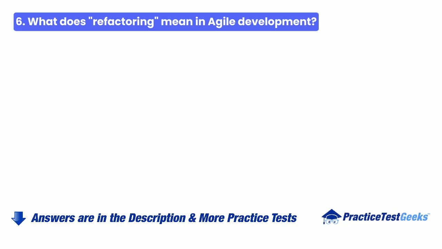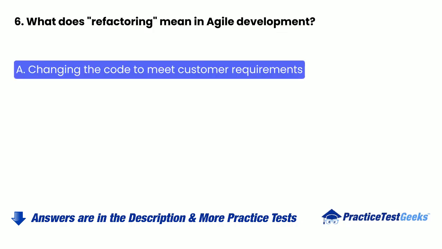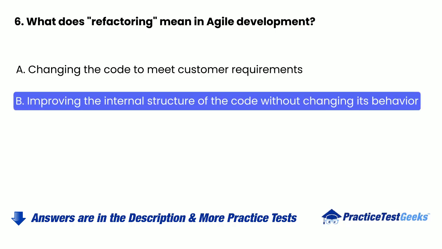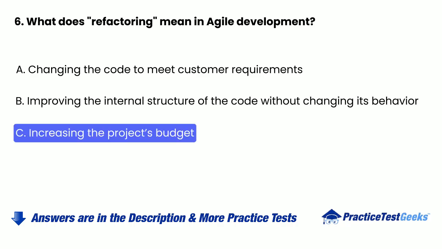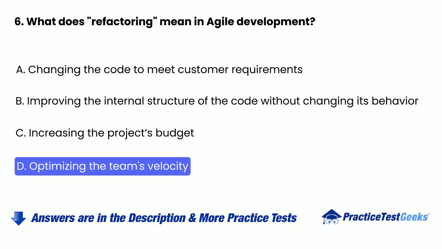Six. What does refactoring mean in Agile development? A. Changing the code to meet customer requirements. B. Improving the internal structure of the code without changing its behavior. C. Increasing the project's budget. D. Optimizing the team's velocity.